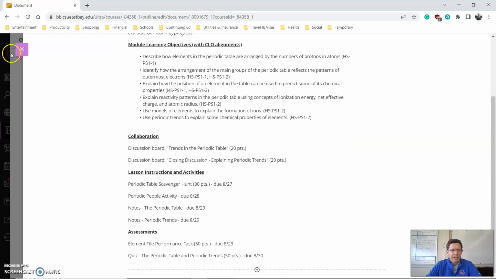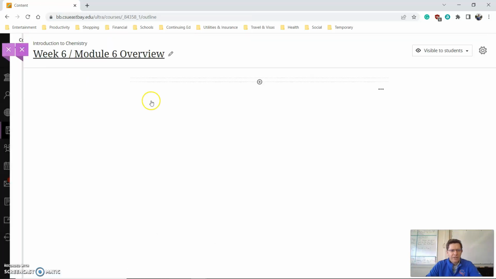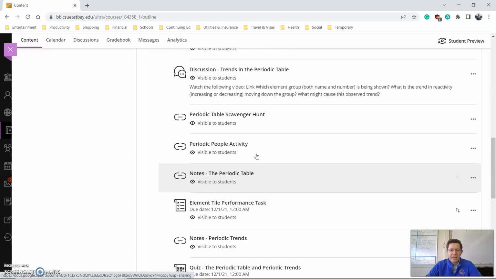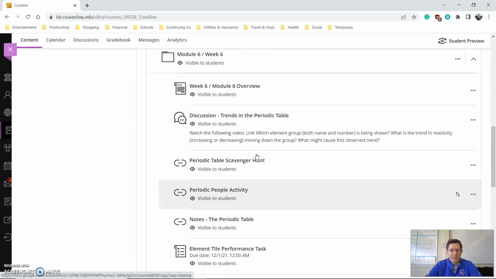All right, so we've got a few activities here. There's a scavenger hunt, a periodic people activity, and 2 sets of notes, as well as, oh, this one's a good one, the element tile performance task. In this one, you'll be choosing an element from the periodic table and representing the information about it on a tile. So it's sort of like an art project involving a creative visual art aspect.